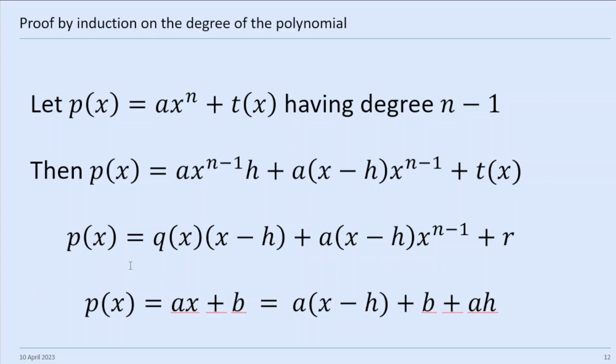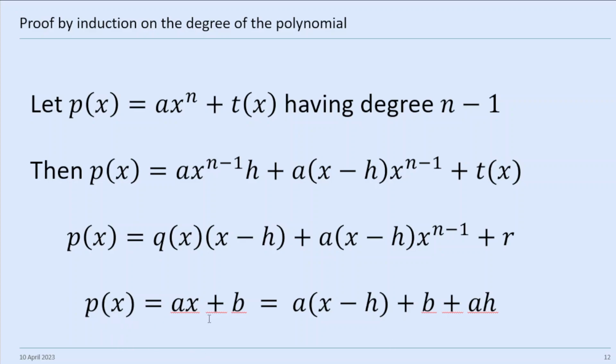So now what we could do is set x equal to h, and then all this stuff would cancel out, these two, and you just get left p of h equals r, the remainder, which proves the theorem. So we assumed the theorem for degree n minus 1, we've proved it for degree n, and now we're going to prove it for degree 1.